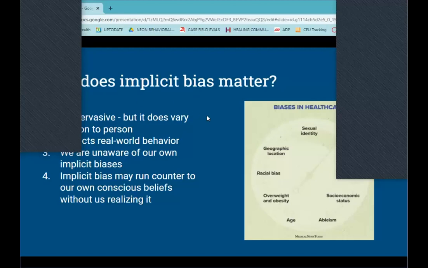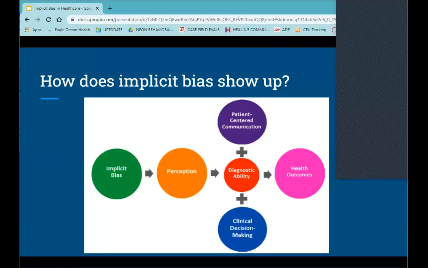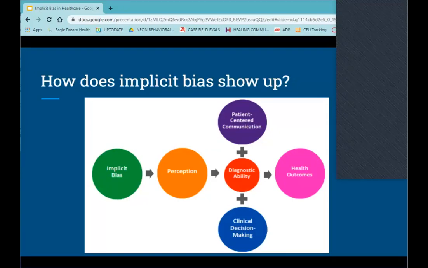So how does it impact healthcare? On multiple levels, right? Because it's literally the way we're thinking. So we have bias that impacts our perception of the patient, of the problem, of what they're saying. And it impacts our diagnosis, communication, health outcomes, decision-making, all of it. And so I'm going to give some specific examples of that.